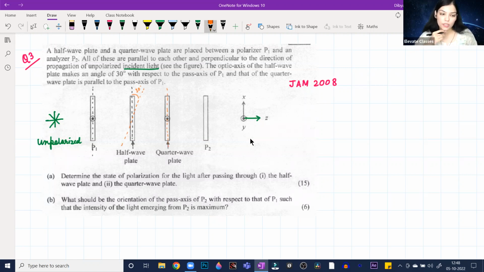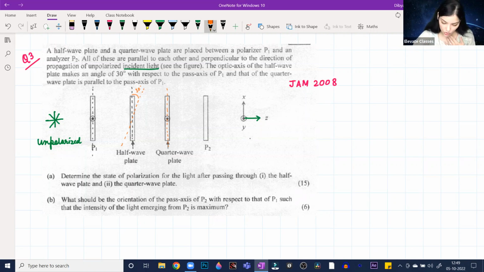ठीक है, अब हमसे पूछा गया है: determine the state of polarization for the light after passing through the half wave plate and the quarter wave plate. तो ये question 15 marks का था subjective में, जिसमें you had to take some expression for the light in electric field, कुछ assume करना था, then you had to calculate. So that's why it was long. But in now अब question में हमें उतना analysis नहीं करना है. We just have to use whatever knowledge we have to just quickly find out what is going to be the state of polarization.